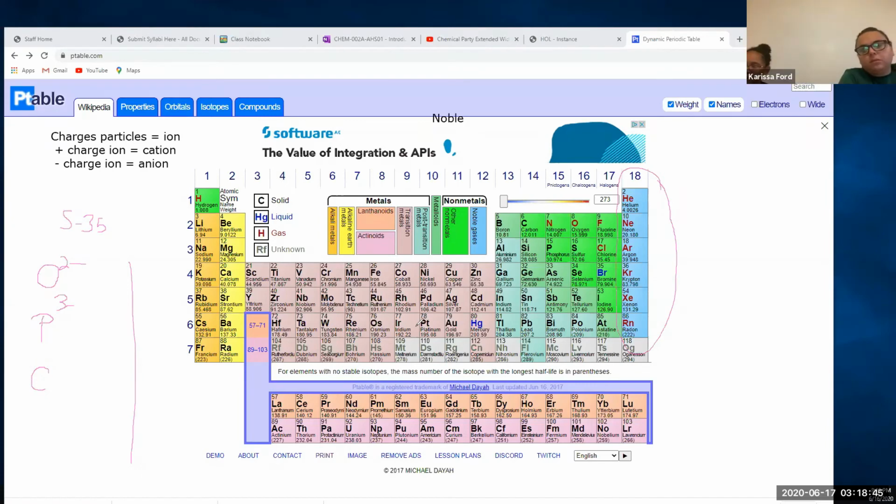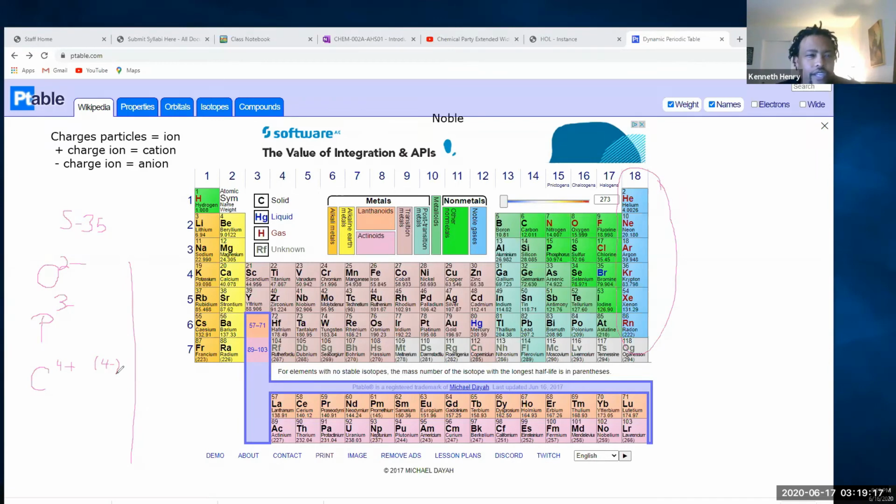It could go either way, right? So we could have 4 plus. If it loses 4 electrons, it's 1, 2, 3, 4, just like helium. If it gains 4, then it's just like neon. 1, 2, 3, 4. So it could be either way. Think about carbon. We'll talk about that here in a minute. Okay?